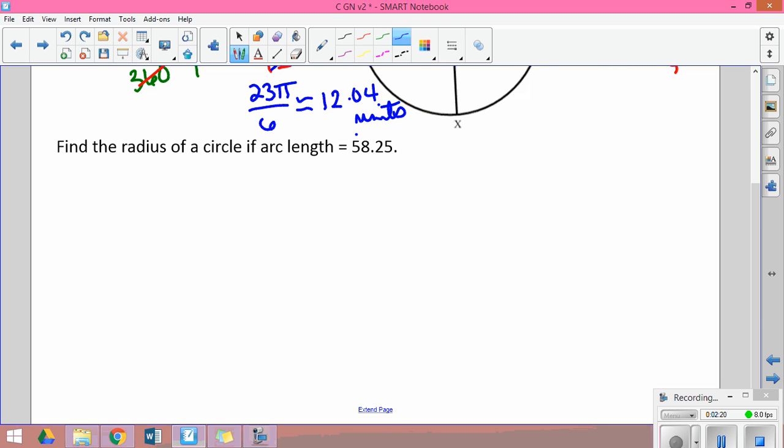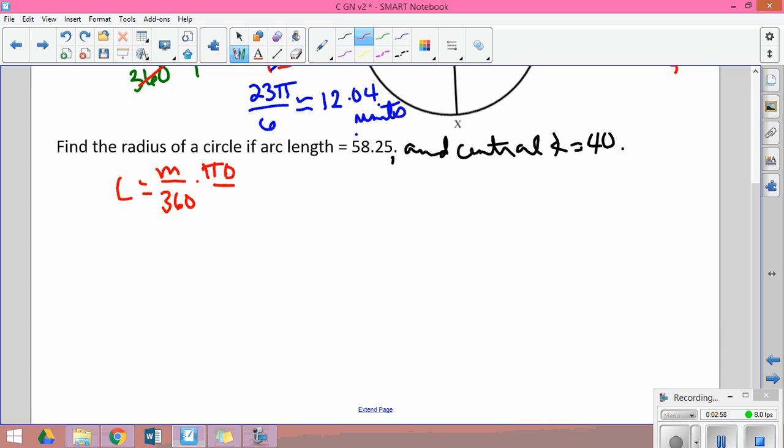Now this last example, missing some information. So we have the radius of a circle if arc length is 58.25 and our central angle equals 40. That got cut off. But this is like many of the other things in algebra. Grab the formula you need, substitute in what you know, solve for what you don't. So when I look at the formula for arc length, the measure of the angle over 360 times the circumference, which is pi times diameter, over 1.